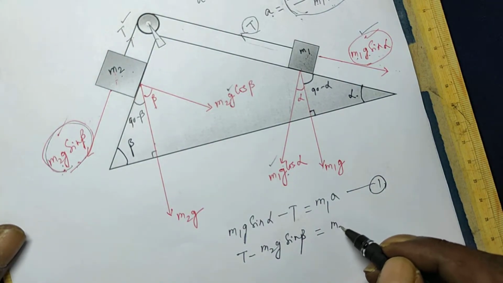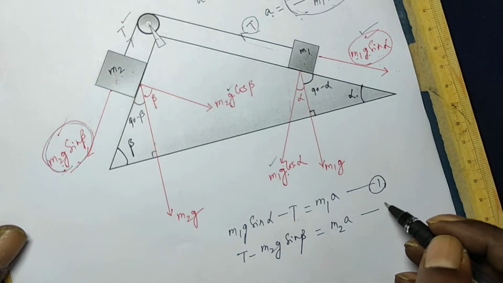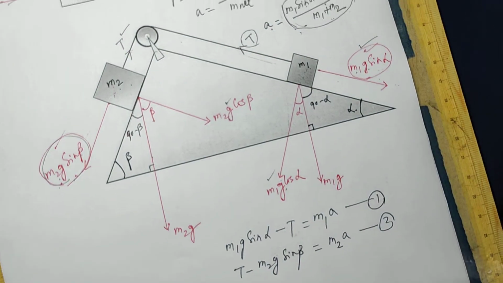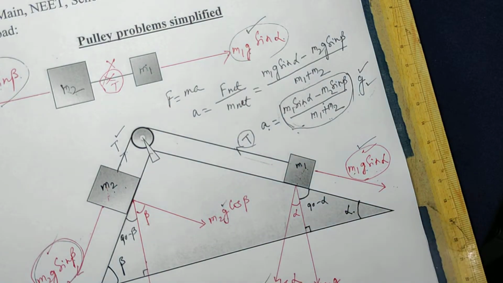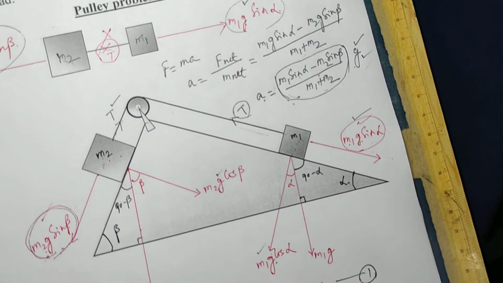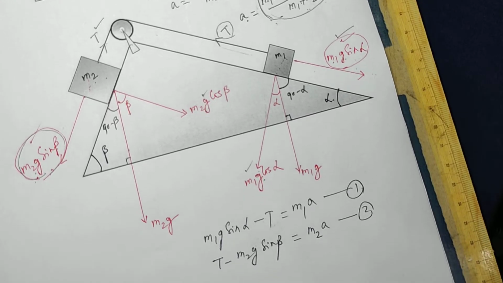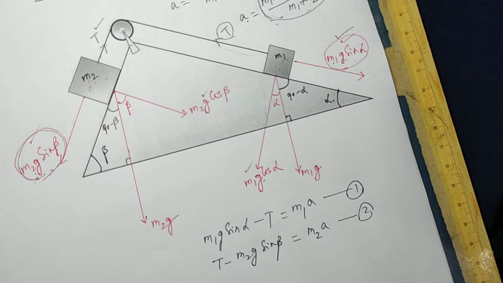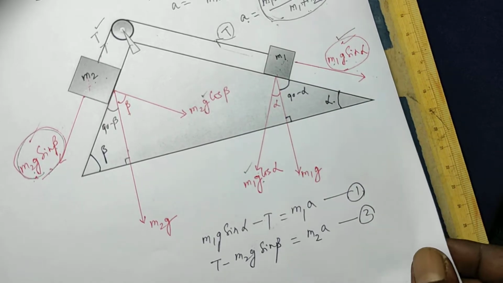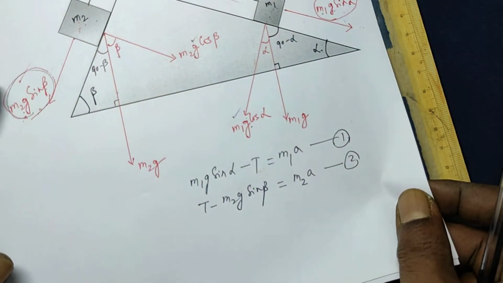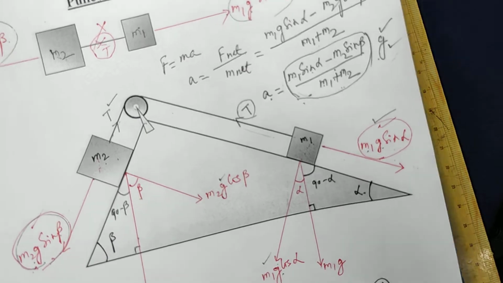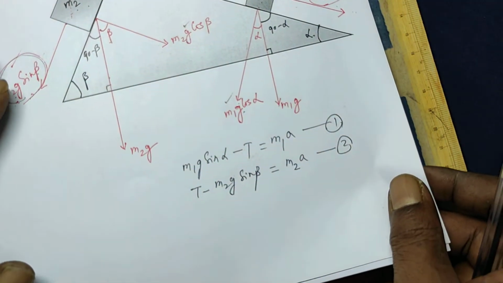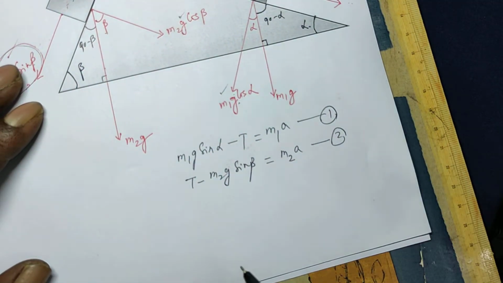So that will be equal to its mass times acceleration. Why will the acceleration be the same? The length of the string from here to here is not stretchable, right? So now there are two equations. Now to solve it, whenever you have two masses, you will have two equations. If you add them, you will definitely get the value for acceleration.